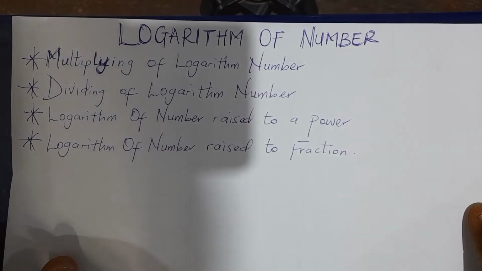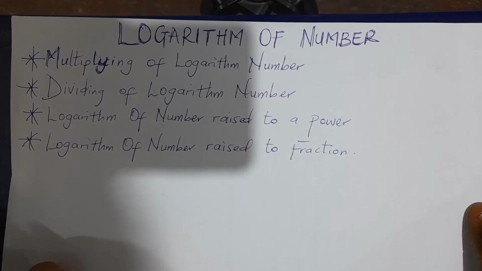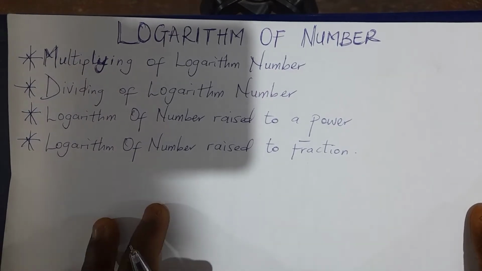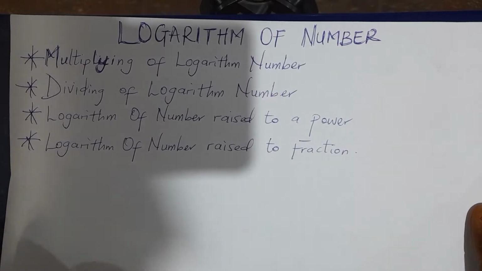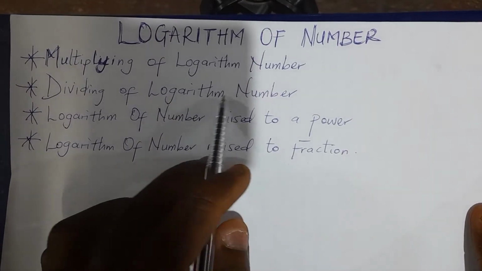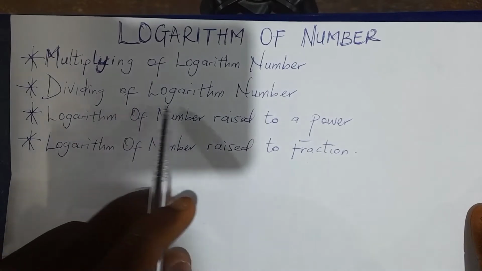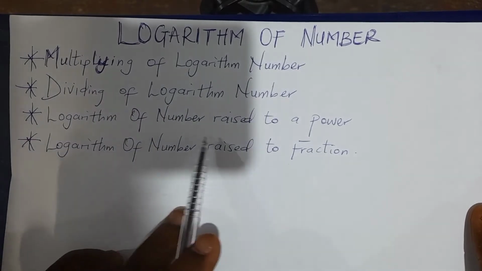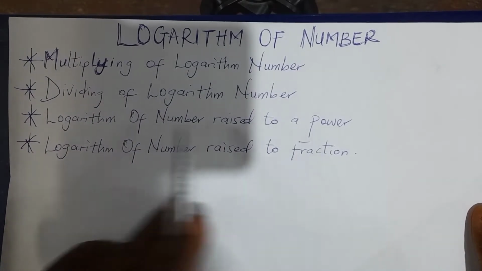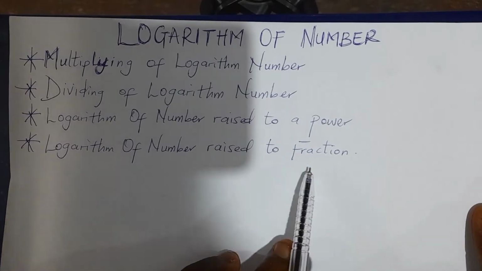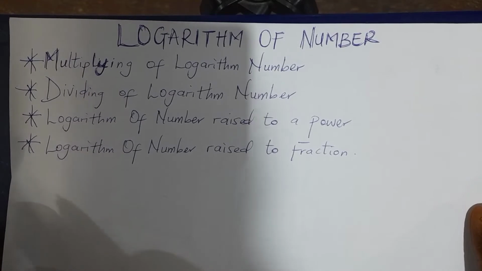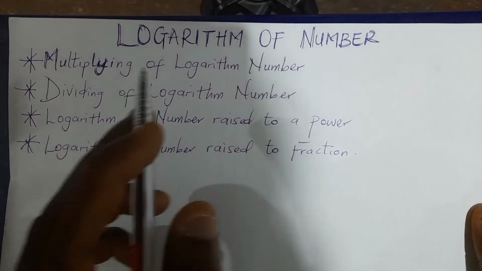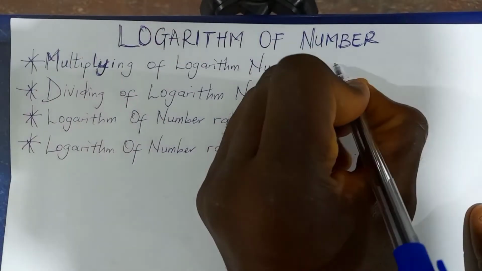Today I'm going to talk about logarithm of numbers. In logarithm of numbers, we need to know that we have multiplying of logarithm numbers, dividing of logarithm numbers, logarithm of a number raised to a power, and logarithm of a number raised to a fraction. I will be showing you the format in which they appear. Okay, now when we talk about multiplying of logarithm numbers, they appear in this way.